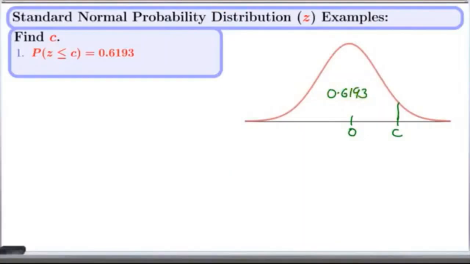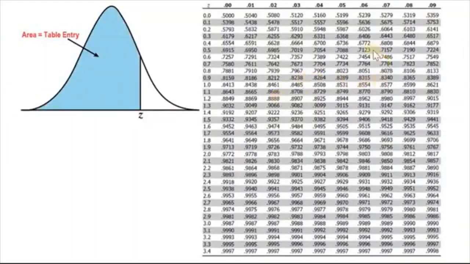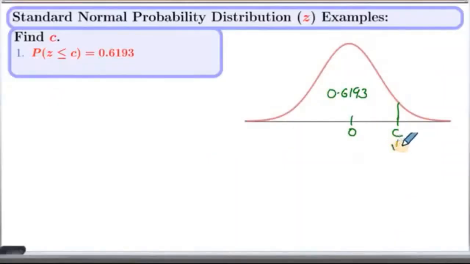Now we are ready to use a table, and let me pull up my table here. We look for the 0.6193 among these tiny 4 decimal place number. If you can't find the exact number 0.6193, then we look at the closest number. So for this case, the closest number is 0.6179, this one here. So that means the corresponding z-score is 0.30. The value of c is 0.30.